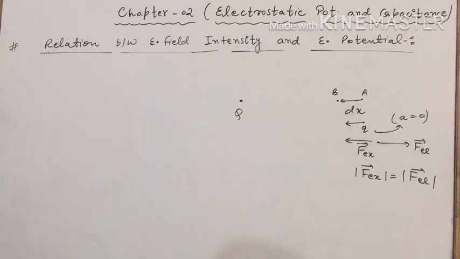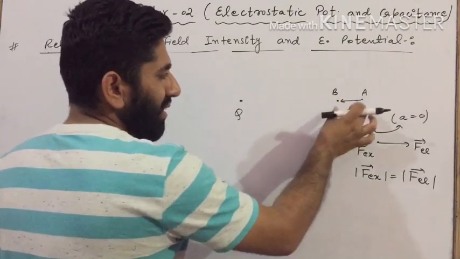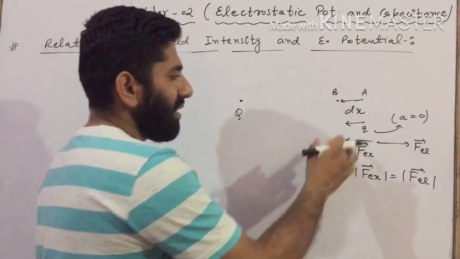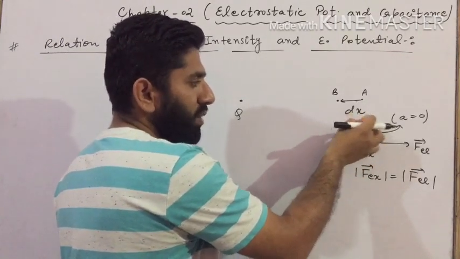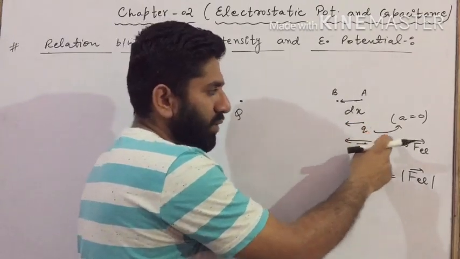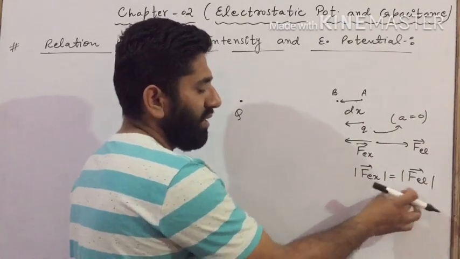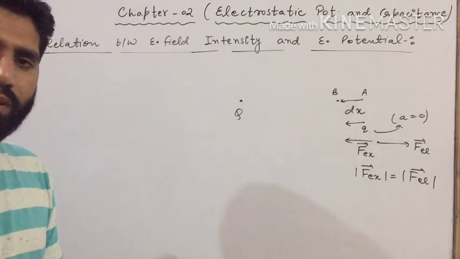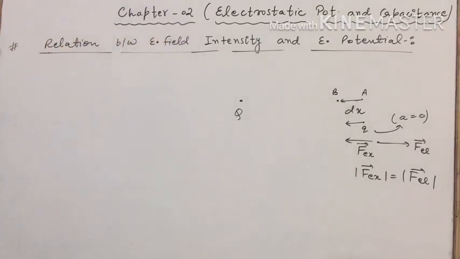So what I have done, I have chosen 2 points, point A and point B, which are at a distance dx from each other, and I am assuming that a test charge q is being moved from A to B by applying some external force, but this motion is without any acceleration. For that we have to follow this condition that external force and electrostatic force must have equal magnitude although they are in opposite directions. Okay.